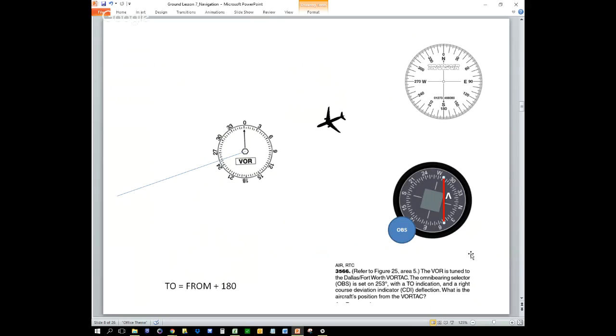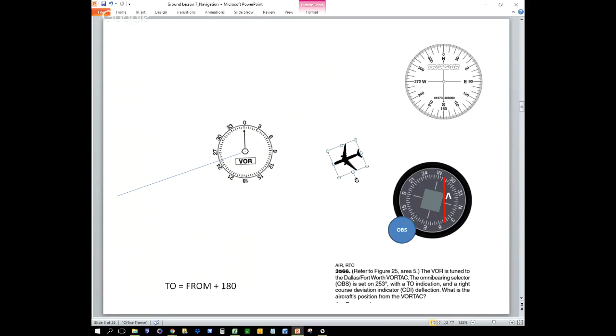So the aircraft is going to be on the 073 radial, to the left of the 073 radial. So you're saying it's going to be somewhere down here? Yes. Yeah. That'd be right. Why? Because we've got a right course deviation, meaning the VOR gauge is essentially telling us we need to fly to the right. We need to chase the needle. They call it chasing the needle.